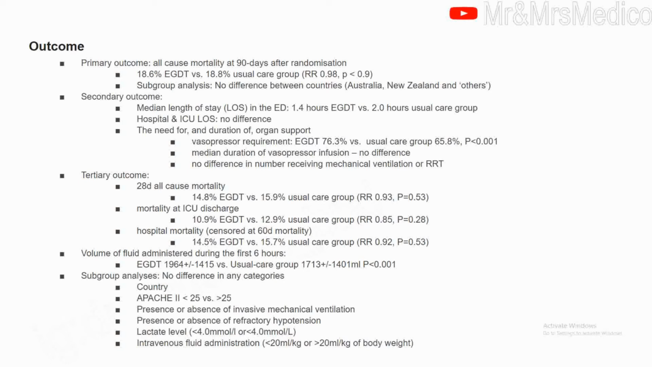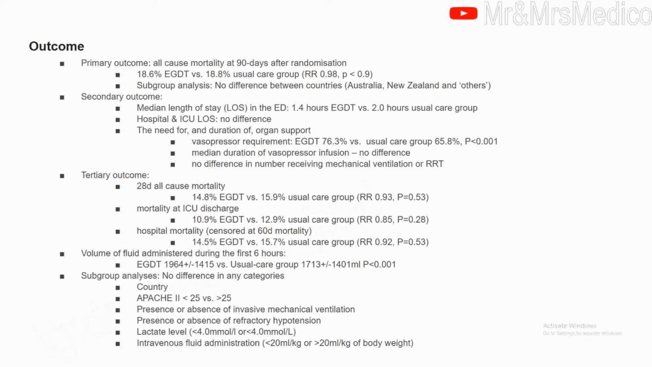Hospital and ICU length of stay showed no difference. For the need and duration of organ support, vasopressor requirement was 76.3% in EGDT versus 65.8% in the usual care group. Median duration of vasopressor infusion showed no difference. No difference in number receiving mechanical ventilation or RRT. Tertiary: mortality at ICU discharge 3.9 versus 12.9. Hospital mortality 14.5 EGDT versus 15.7.